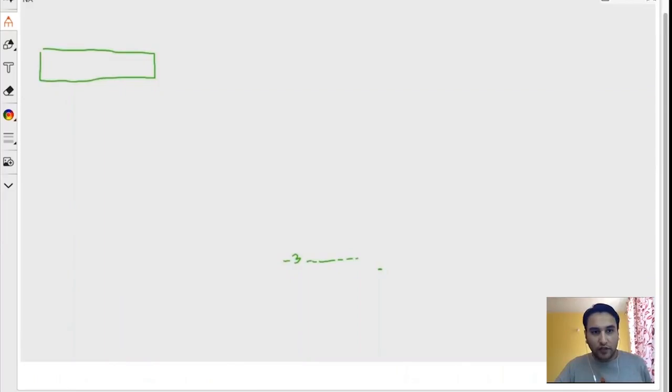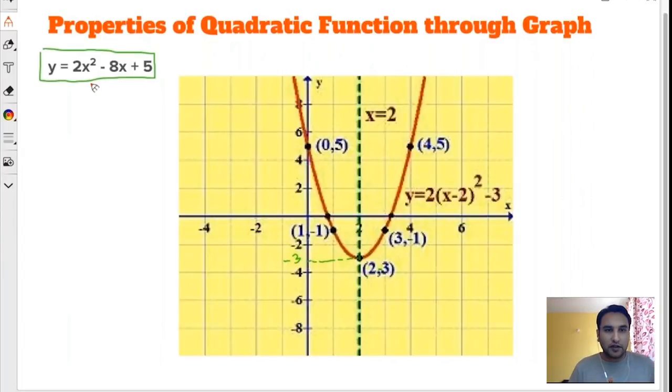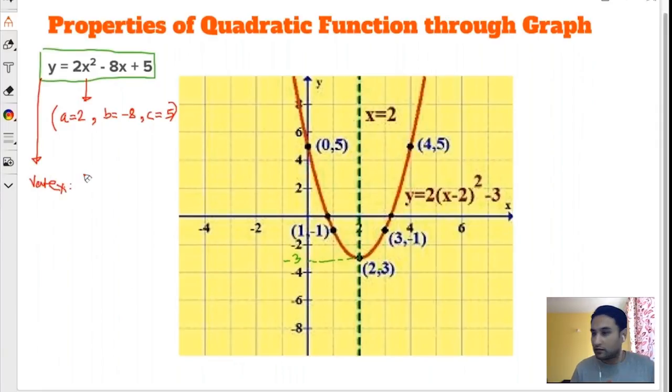Got it? Now, can you find the vertex of this? Now let's use this to find its vertex. What is the A here? A is 2, B is minus 8, and C is 5. So what will be the vertex? We remember that the vertex is minus B by 2A, comma minus D by 4A. Let's put the values and see what happens.